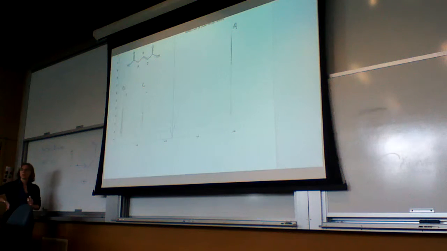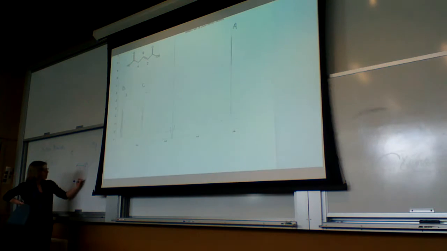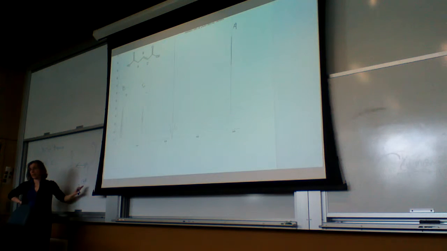Draw the resonance form, and that actually puts a partial positive charge on the beta hydrogen or carbon, and so that's going to be more deshielded because it has less electron density because of that resonance form.